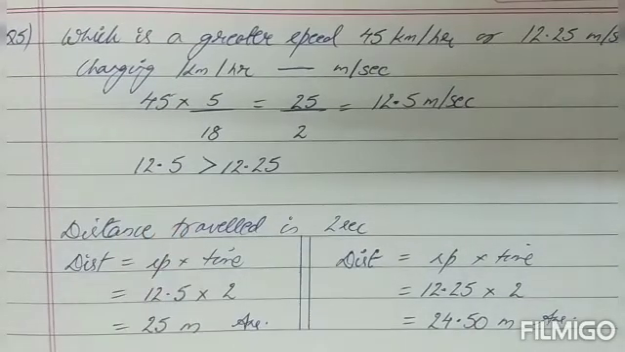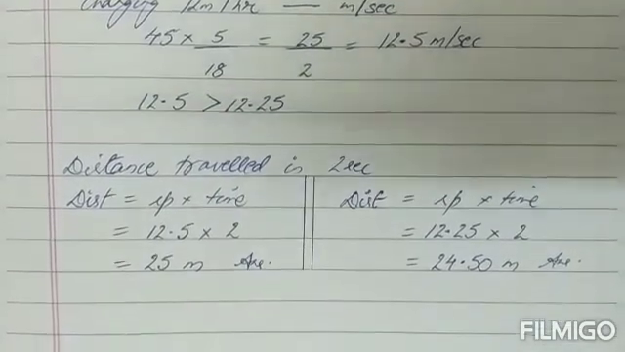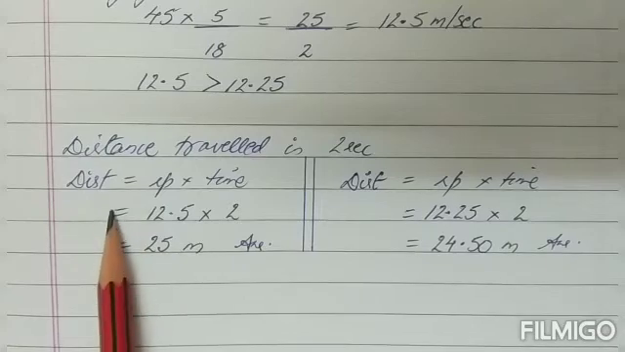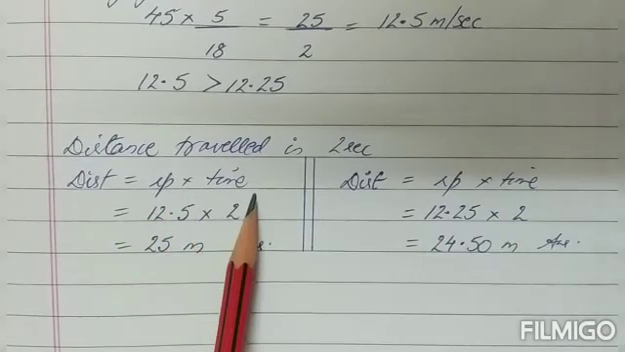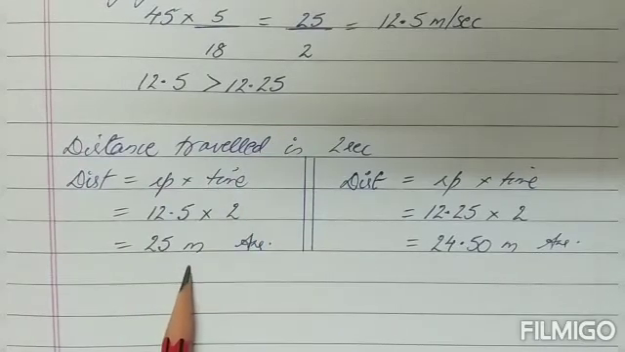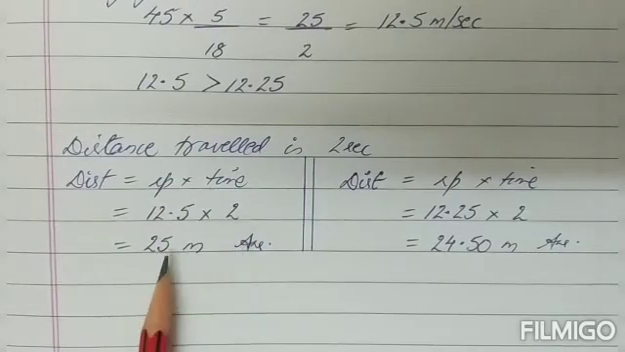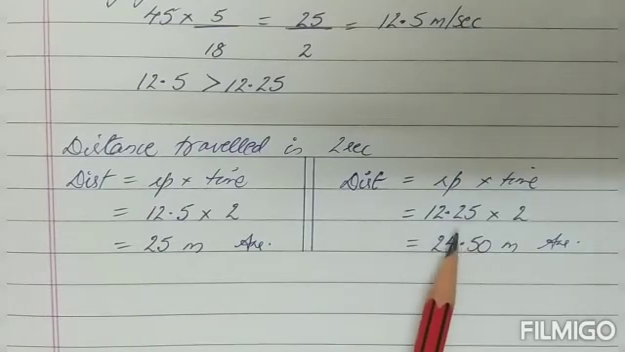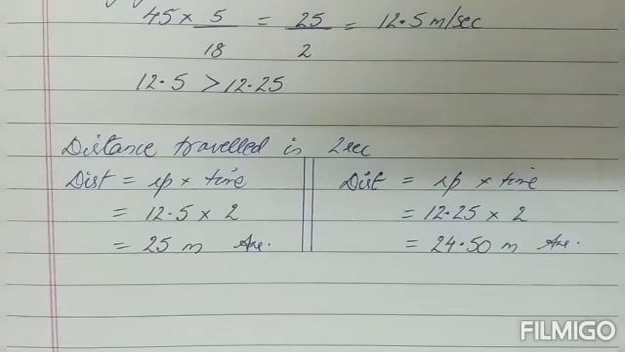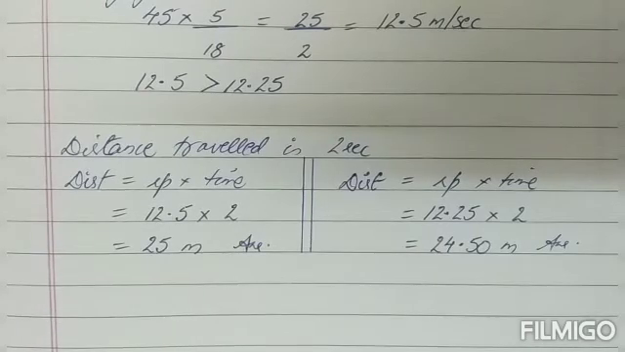Now in the next part, it is also asking, children, how much is the distance traveled by both in 2 seconds. So simply put them into the formula of distance, that is the speed into time. Multiply both the speeds by 2. That will give you the distance traveled. So 12.5 into 2 is 25 meters and 12.25 into 2 is 24.50 meters. So with this we complete and come to an end of today's video.